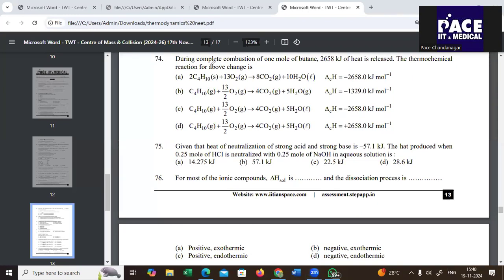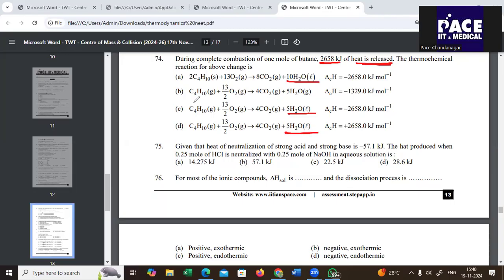Now, with the 74, during the complete combustion of 1 mole of butane, 2658 kilojoules of heat is released. Total for one mole is this much kilojoules. And the thermochemical reaction for the above change is what? Now, definitely what you should do is, see, heat is released. If heat is released, your H2O, which has been in your gaseous state, now turns to your liquid state. So this will be your answer.